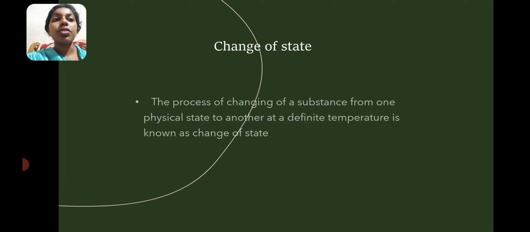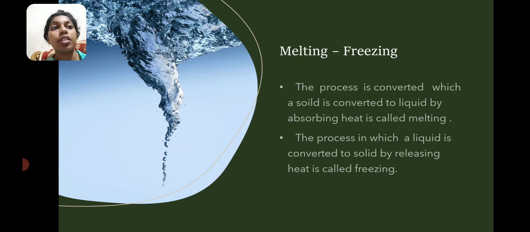Next one, change of state. The process of changing a substance from one physical state to another at a definite temperature is known as change of state. First one is melting and freezing. The process in which a solid is converted into a liquid by absorbing heat is called melting.